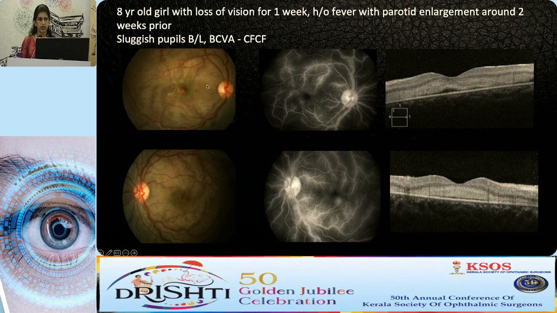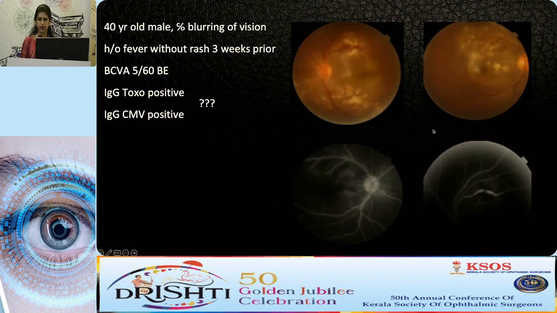So this is another case where an 8-year-old presented with a loss of vision for 1 week. The only positive history she had was that of parotid enlargement with fever 2 weeks prior to this lesion. On examination, her vision was CF with sluggish pupil bilaterally, and with the classical presentation, we diagnosed progressive outer retinal necrosis. In that you have outer retinal edema and thickening, which later involves the full thickness retina and goes in for retinal atrophy soon.